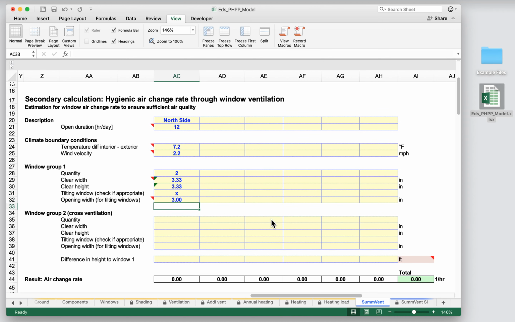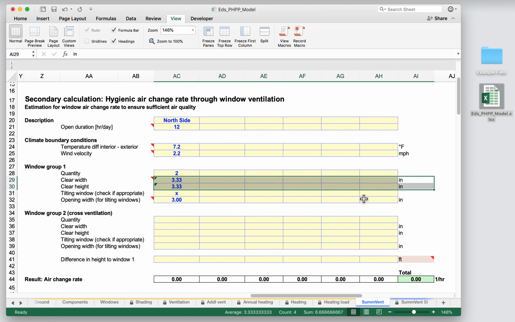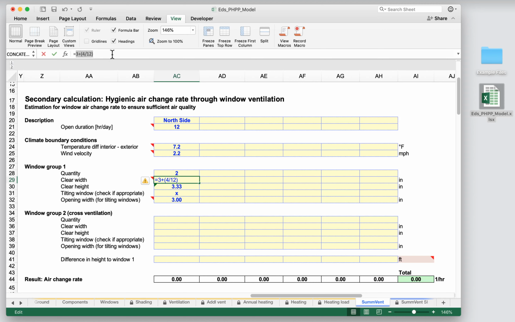Ooh, I think I've made a mistake. Notice here, the PHPP was asking me for inch input here for the width and the height, so I apologize about that. Let me go back and fix that. 36 plus 4 and equals 36 plus 4. Sorry about that. I just made a lazy assumption that it wanted feet. It wanted inches for these.